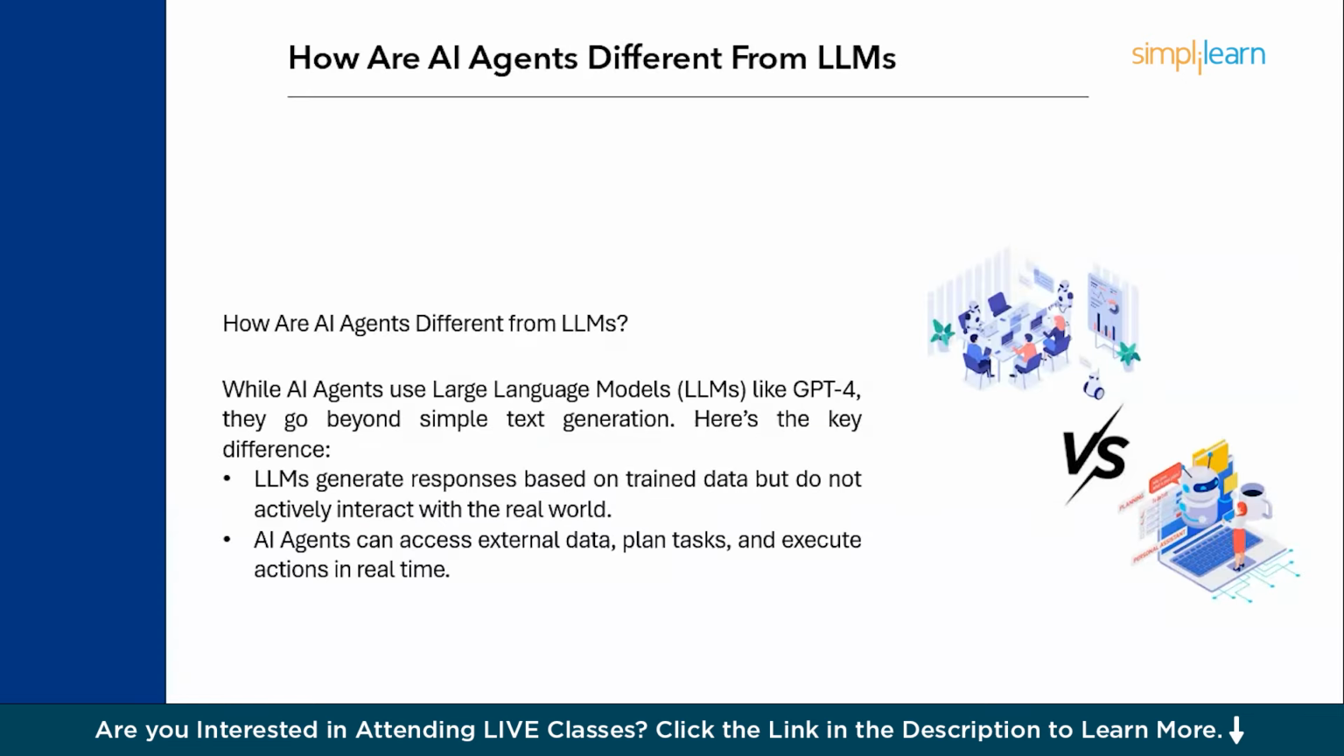While AI agents use large language models like GPT-4, they go beyond simple text generation. Here are the key differences. LLMs generate responses based on trained data but do not actively interact with the real world. Whereas, on the other hand, AI agents can access external data, plan tasks, and execute actions, all in real time. This is one of the critical differences between LLMs and AI agents.